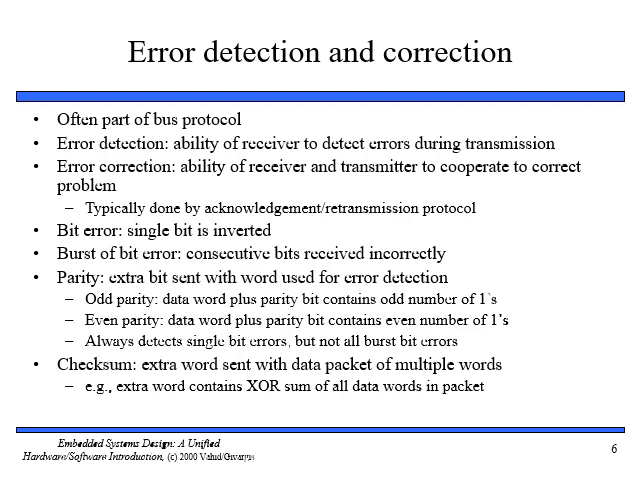Given that an error is detected, error correction is the ability of a receiver and transmitter to cooperate in order to correct the problem. The ability to detect and correct errors is often part of a bus protocol. And we will discuss next parity and checksum error detection algorithms, which are commonly used in bus protocols.